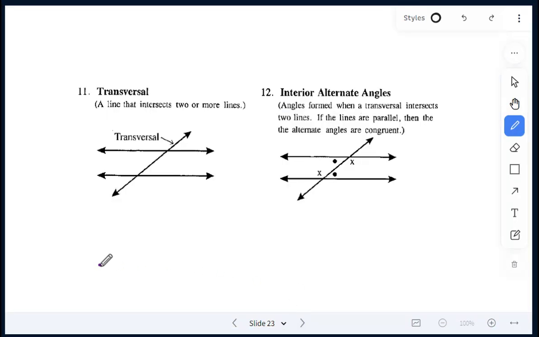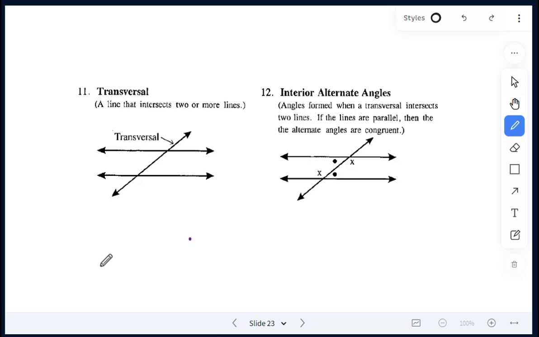Okay, so next we get into transversals, and so here we have two lines shown here, and we have this line that is intersecting both of those lines. This line here is called a transversal. So that's the line that intersects two or more lines.